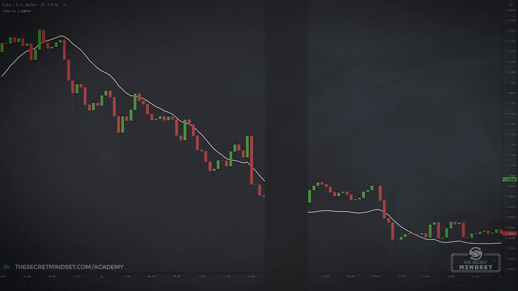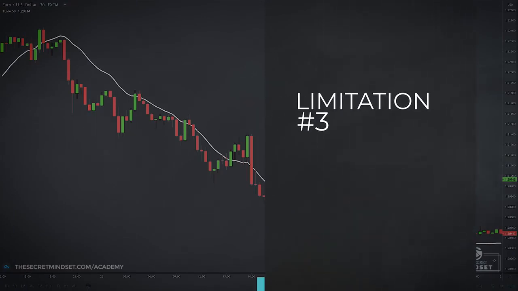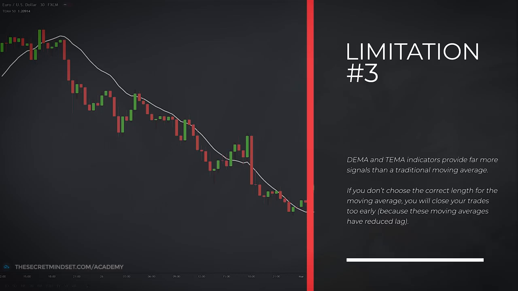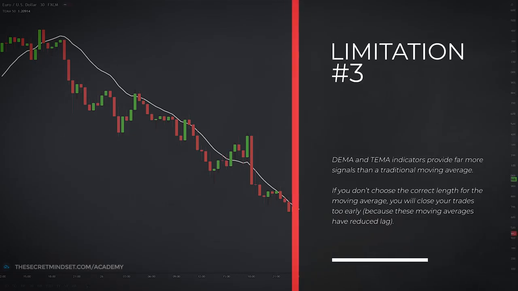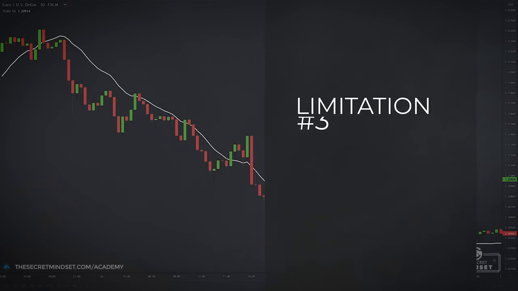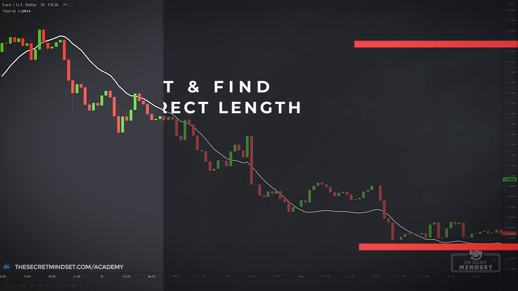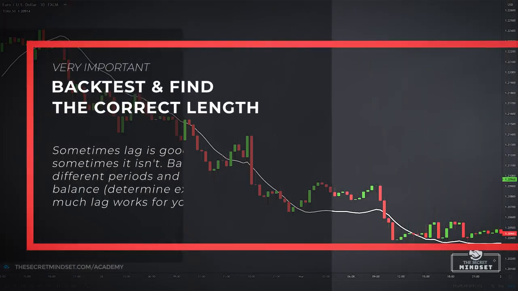Double and triple exponential moving averages provide more signals than a traditional moving average. For example, if you don't choose the correct length for the moving average, the indicator can tell you to close your position when the market makes only a minor move against you. You close your position only to watch the price continuing in its original direction.